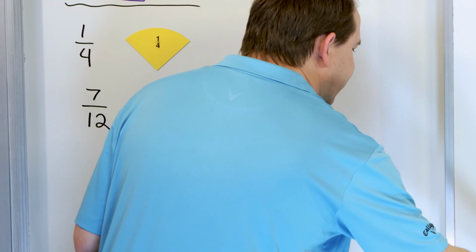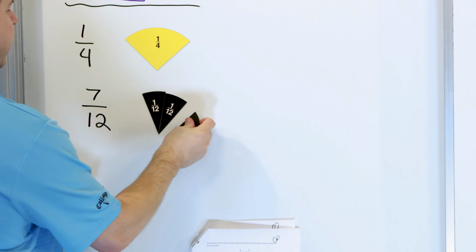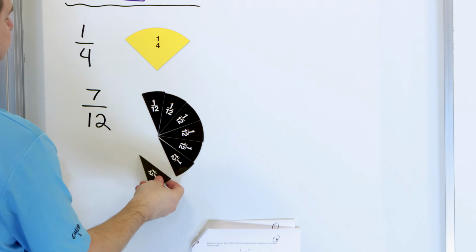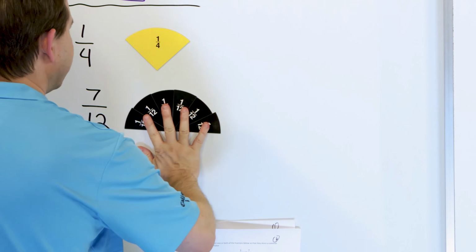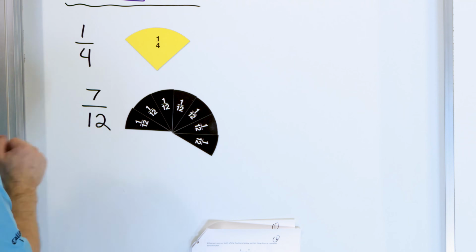And then this amount of pizza right here is 7/12. That's 1/12, 2/12, 3/12, 4/12, 5/12, 6/12, 7/12. So let me turn it sideways here. And you can see that 7/12 is just a little bit more than half of a pizza.